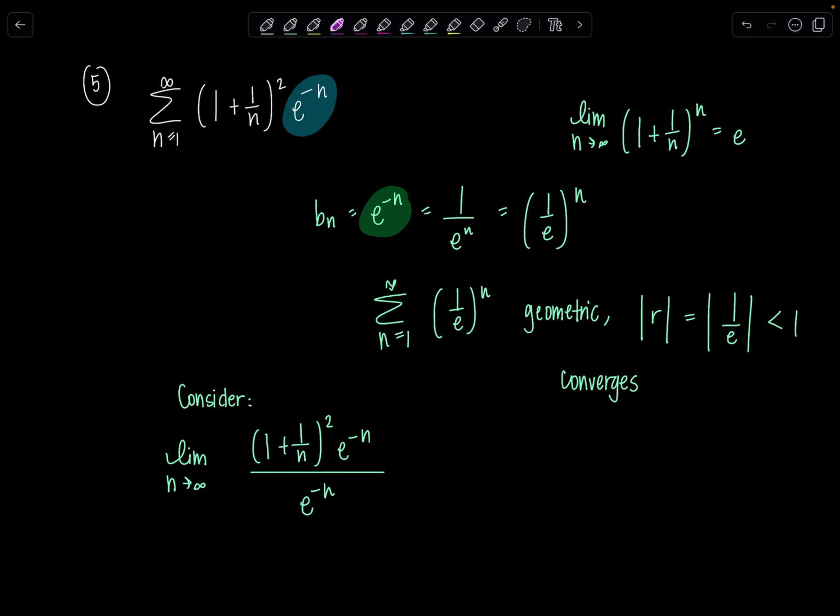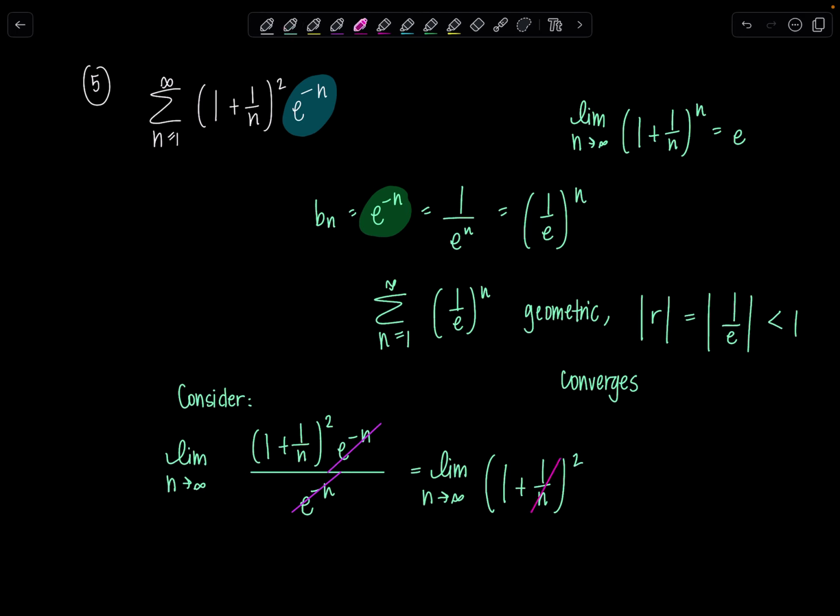Oh, they just cancel. Okay, fabulous. And then what am I left with? Just the limit as n goes to infinity of 1 plus 1 over n squared. Oh, and we already kind of talked through this limit together earlier, right?